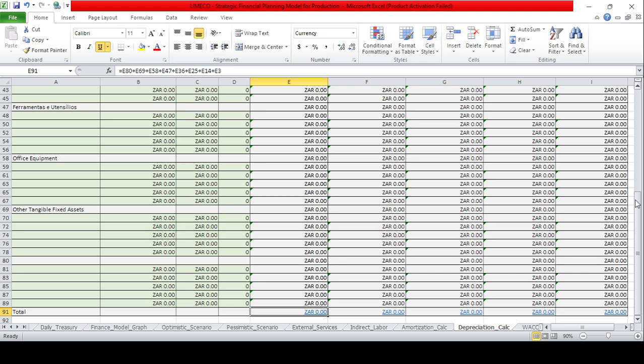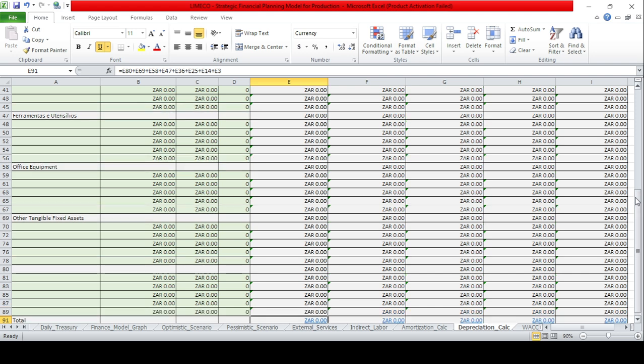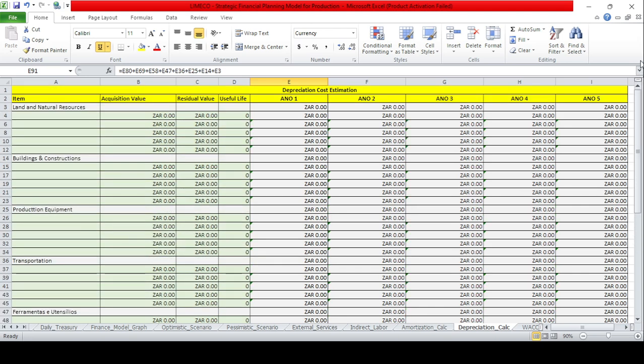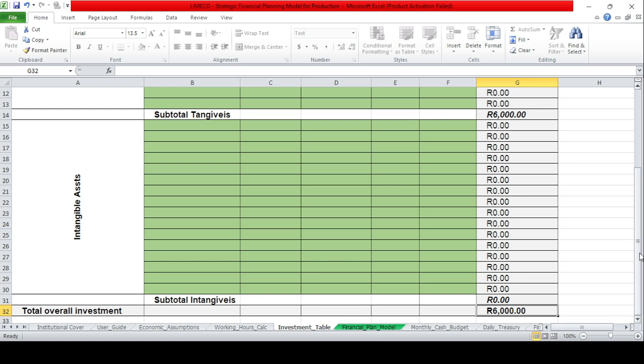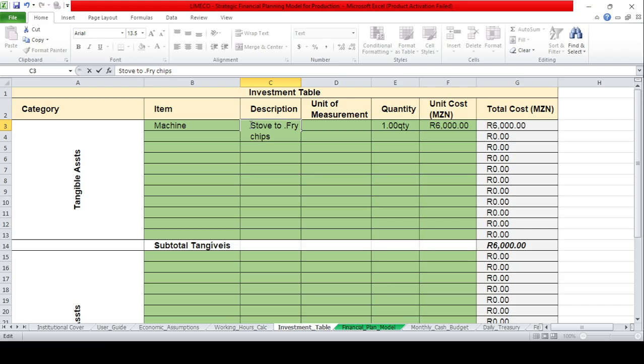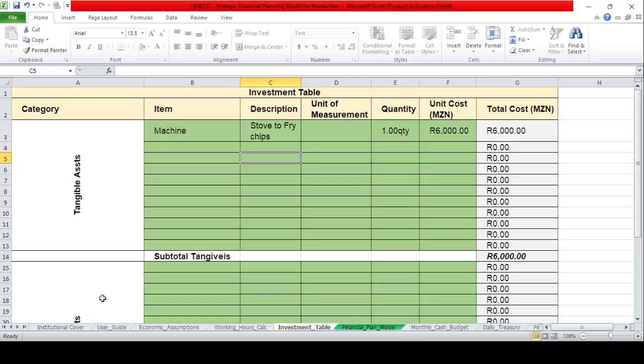Now depreciation. Depreciation of what? Stove. Let me check what is the investment table. Machine. Yeah, this is a stove. Stove to fry chips.